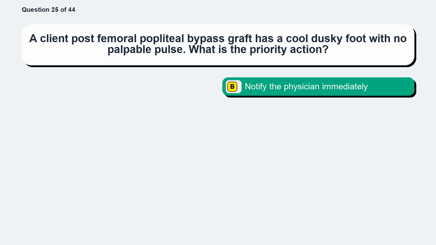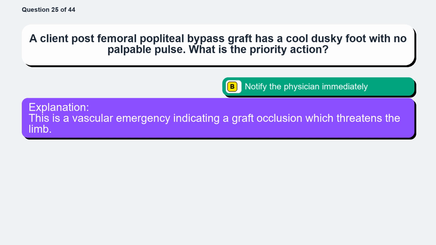The correct answer is option B, notify the physician immediately. This is a vascular emergency indicating a graft occlusion which threatens the limb.